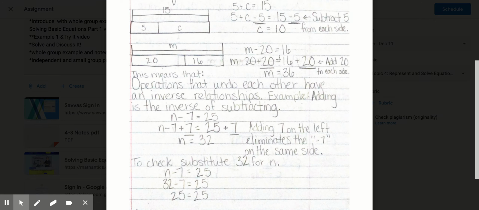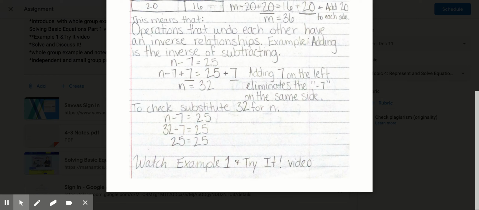So another example here is if we have n minus 7 equals 25, we want to get n alone, so we just add 7 to both sides, and that eliminates the negative 7 on each side, and we're left with n equals 32. To check, you just need to substitute 32 for n.